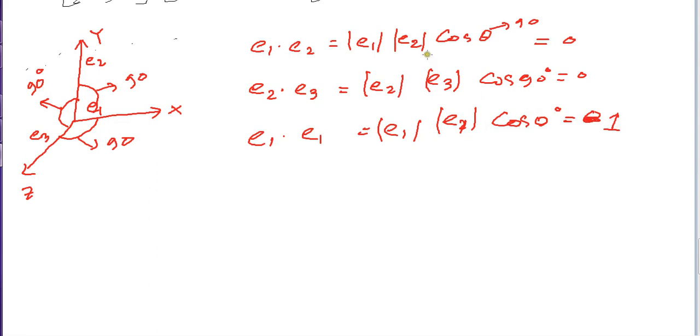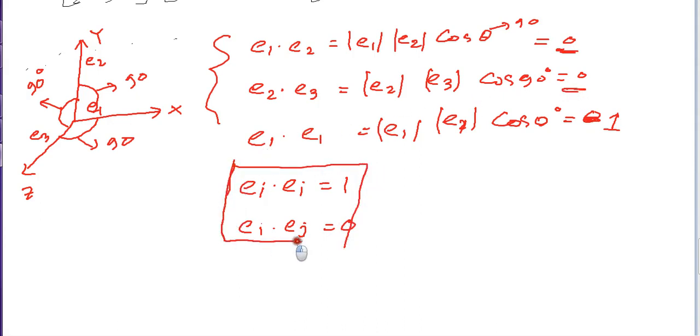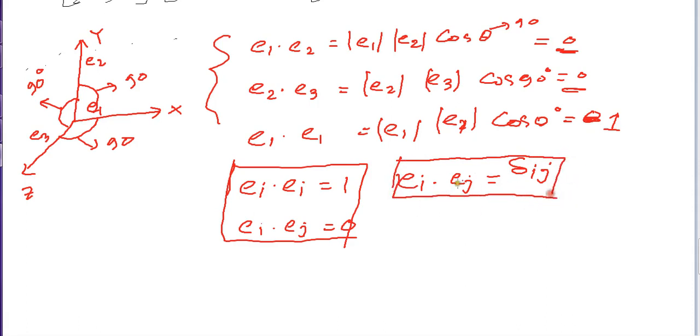So what conclusion can you make from here about the Kronecker delta? If the E has the same indices, for example Ei dot Ei, then the value should be 1, right? But if the indices are not the same, for example Ei dot Ej, then the value should be 0. So we can write this expression in terms of the Kronecker delta: Ei dot Ej equals the Kronecker delta. When i is not equal to j, it should be 0, and when i is equal to j, it should be 1, right? So we can write our coordinate system as Ei dot Ej equal to the Kronecker delta, a formula something like that.